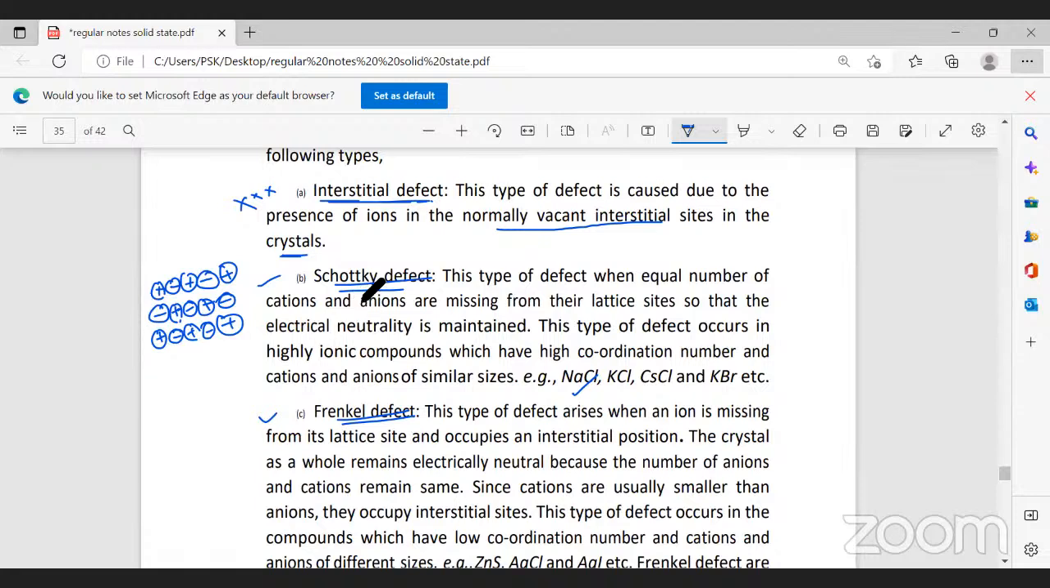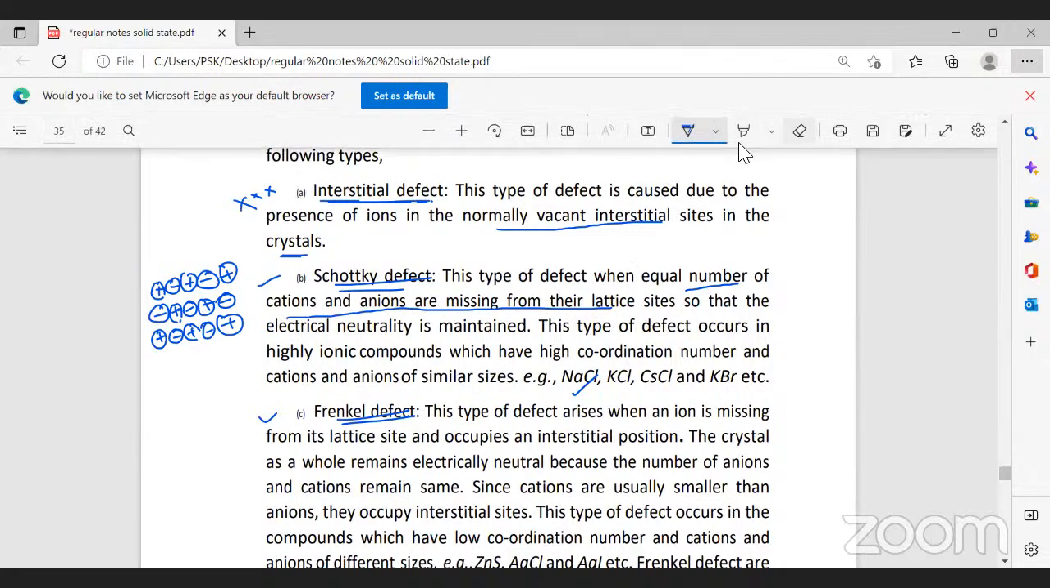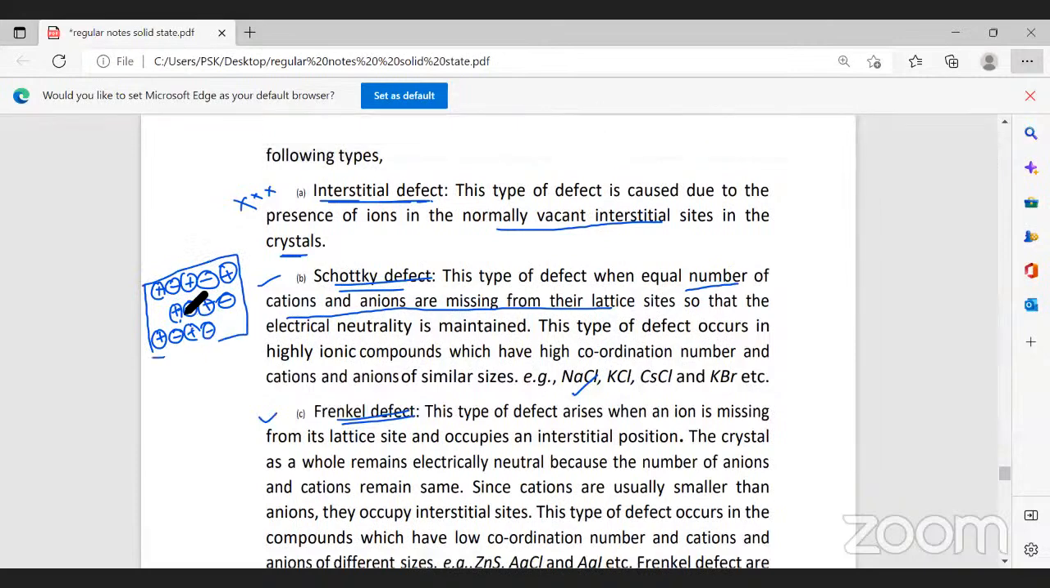Now, as per the Schottky effect, they clearly say equal numbers of cations and anions are missing from their lattice sites. Where I say equal number of cations and anions are missing, maybe I can say one cation is missing from here, and one anion is missing from here. Yes or no? But still, this crystal is electrically neutral, because the number of positive and negative charges is still equal. But one cation is missing and one anion is missing here.